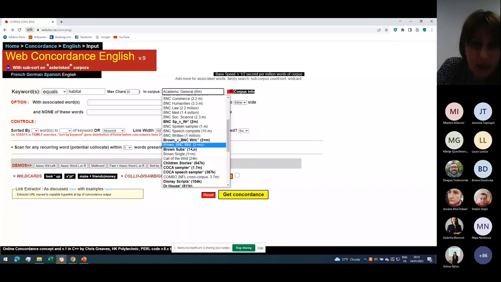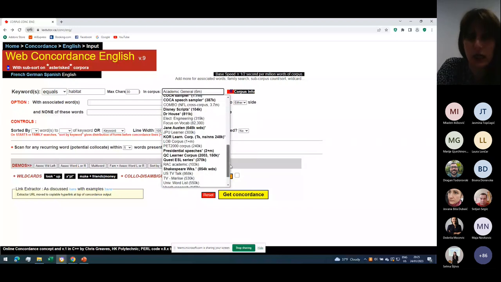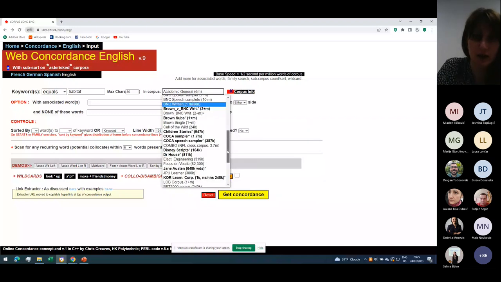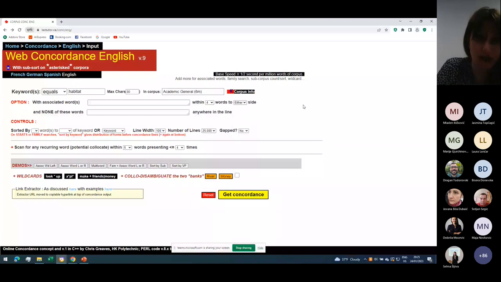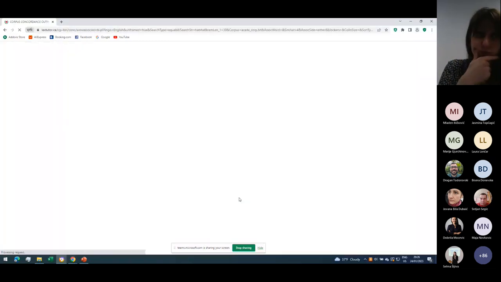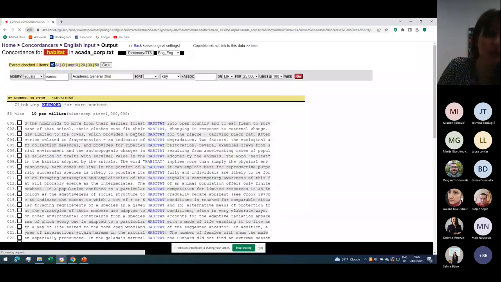Let me see what else can be interesting in social articles, in journal articles. So you can use these words everywhere, search it, and I will search in academic general. So in academic general, I probably won't get so much. So as you can see, there are a lot of examples of how this word habitat is used in the text.